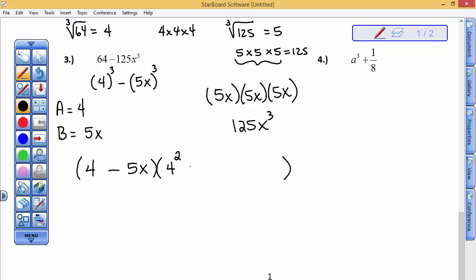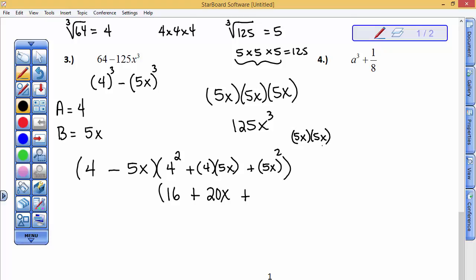Over here I have a minus sign, so this one should be opposite. It's my a value, a times b. That'll be 20x in a minute. And be very, very careful. This last one is your b value squared, the 5x times 5x. So this trinomial will become a 16. 4 squared is 16, plus 20x. And again, 5x squared, this is where people make their mistake. 5x squared means 5x times 5x, and that is 25x squared. Again, with the 4 minus the 5x in the binomial.